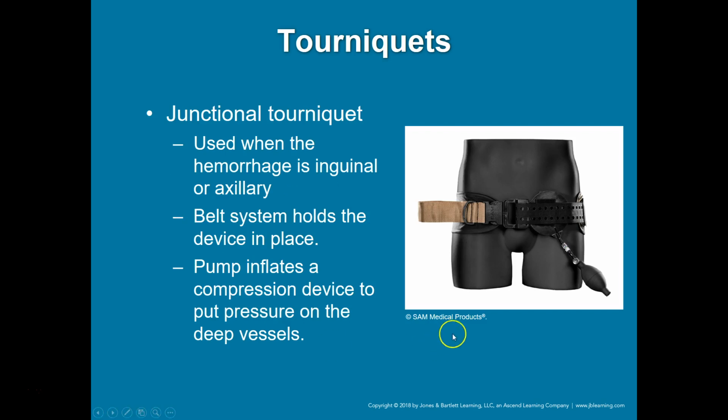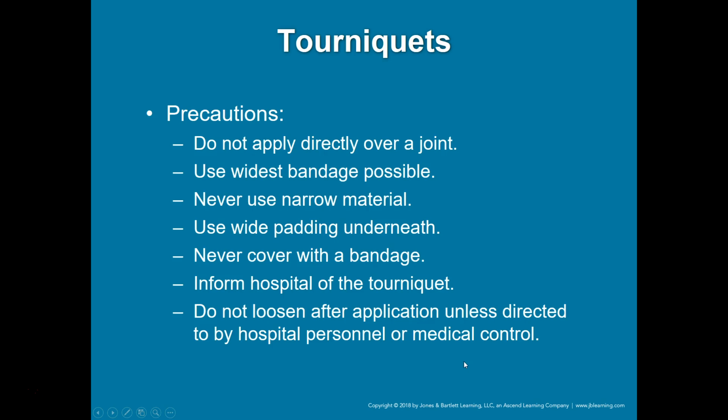A junctional tourniquet. This is kind of a new one for me. It's used when hemorrhage is inguinal or axillary. A belt system holds the device in place, and a pump inflates a compression device to put pressure on the deep vessels. So this is trying to stop an axillary bleed, possibly a pelvic bleed or a femoral bleed. Do not apply it directly over a joint. Use the widest bandage you can. I don't know how many of you have ever used one of these, but I'm sure there would be in-services and training on them.